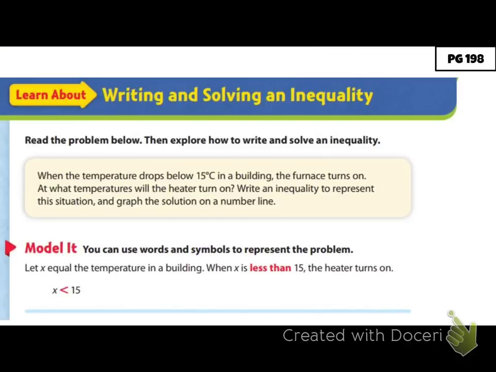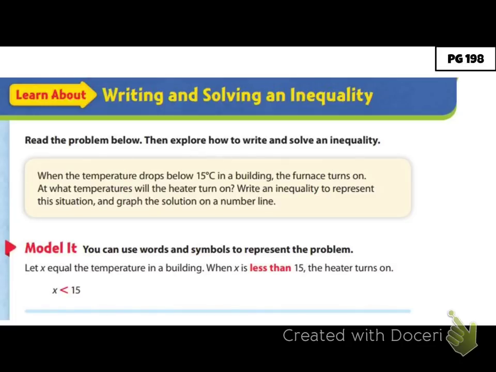So let's talk about how to write and solve inequalities. The problem says when the temperature drops below 15 degrees Celsius in a building, the furnace turns on. At what temperature will the heater turn on? Write an inequality to represent the situation and graph the solution on a number line.